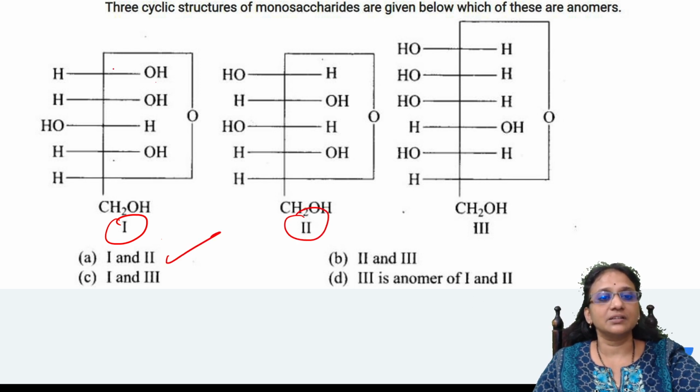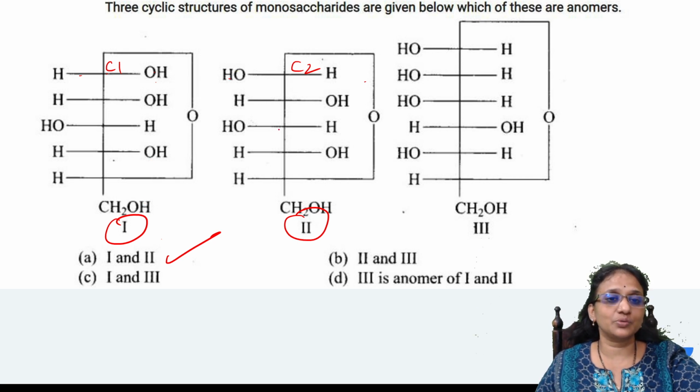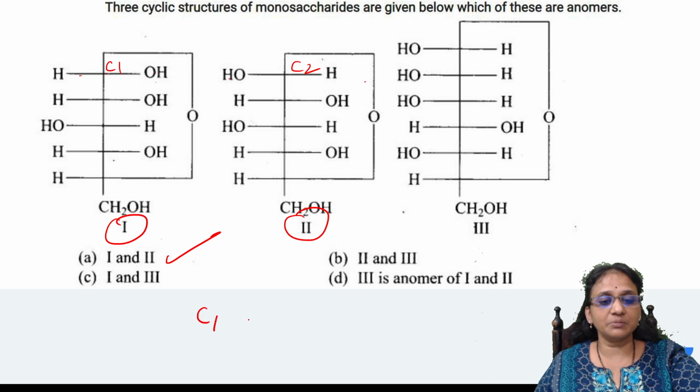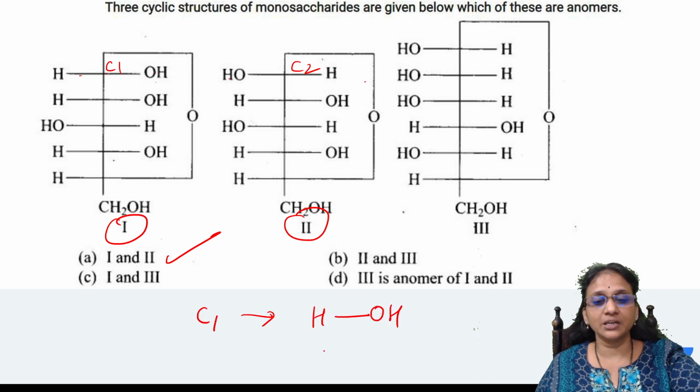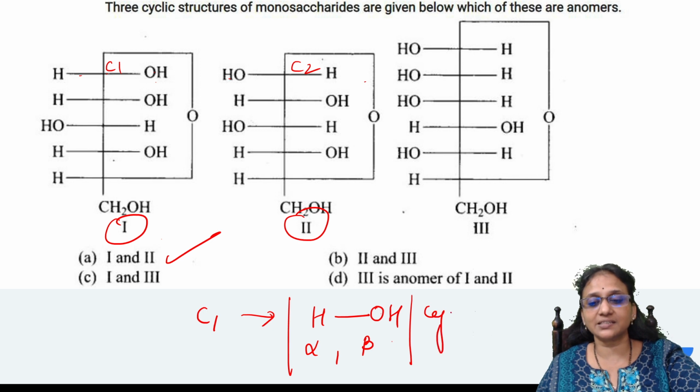Why? See here. This is C1 carbon. They are shifting at H and OH is getting shifted. Remaining all are same. Perfect. So this is where what is important. So anomers, C1 carbon, check. There should be a shift of this H and OH bond, check. There should be an alpha beta formation, check. And important thing, they should be cyclic structures.